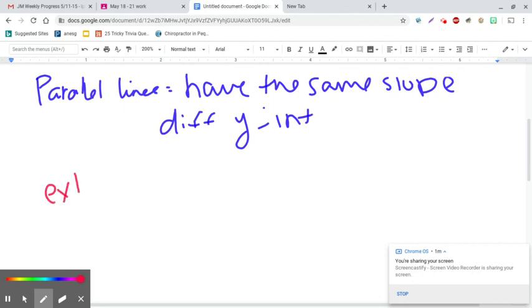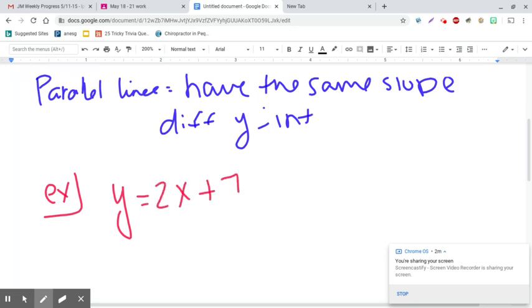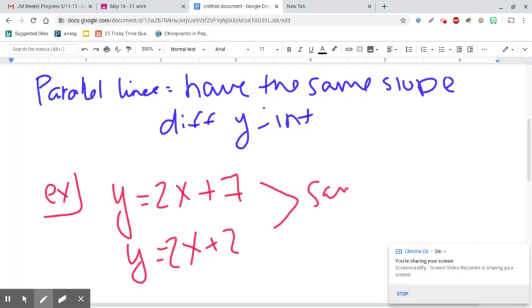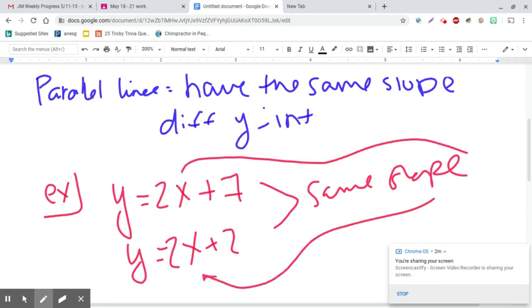So an example of this, let's do some examples. We can have y equals, you can pick any number. Let's do 2. 2x plus 7. Well, a parallel line to that would have the same slope, so it has to have a 2x, but it has to have a different y-intercept, so we can pick any number but 7. So it could be plus 2, it could be minus 2, minus 7. It just can't be a plus 7. All right, so when they have the same slopes and different y's, those are parallel.